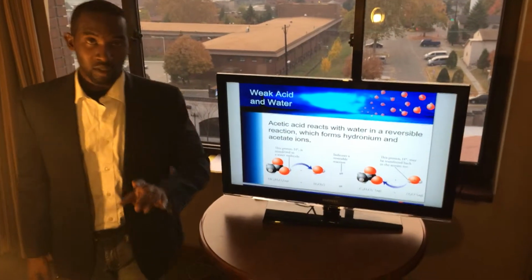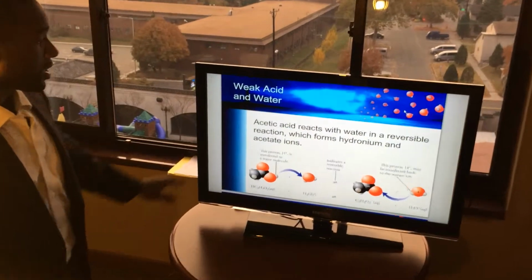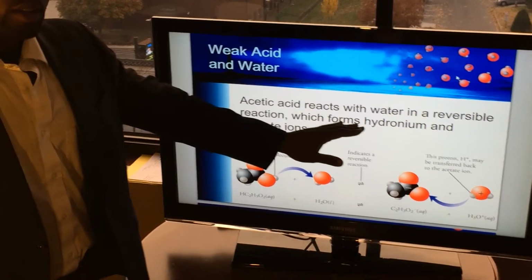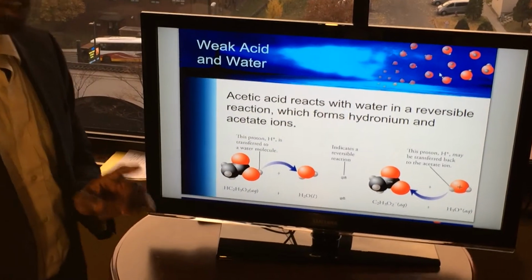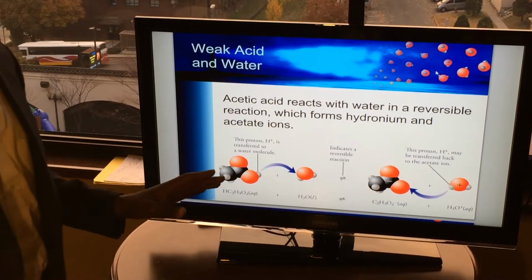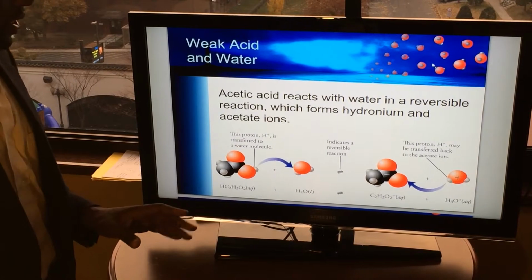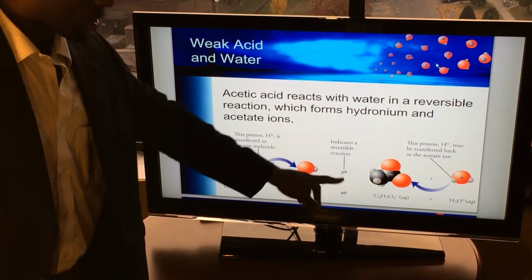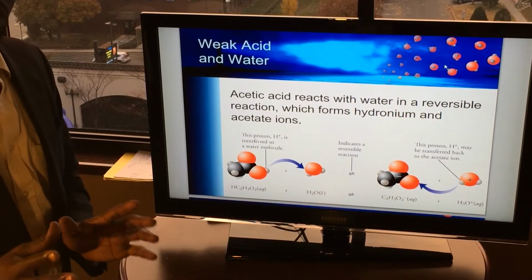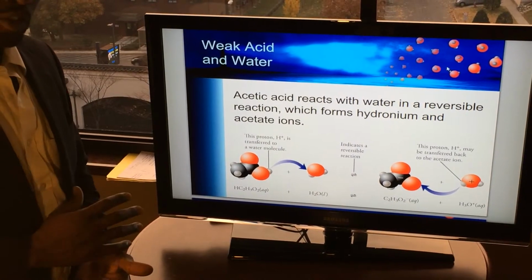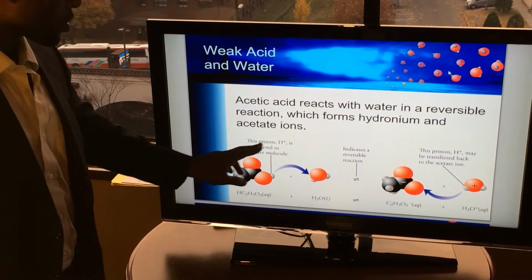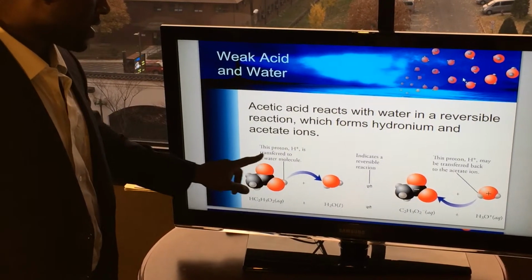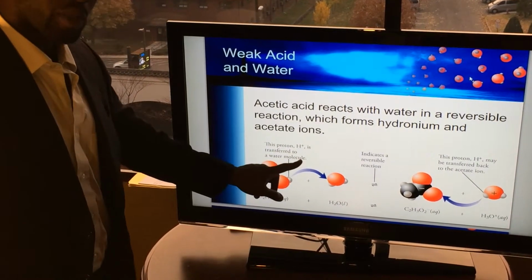So here's a weak acid to make my point clear. Acetic acid reacts with water and it's reversible. So although it forms a hydronium and acetate ions, this double arrow represents the possibility for a reverse reaction. So that makes it weak. The proton hydrogen is transferred to a water molecule.